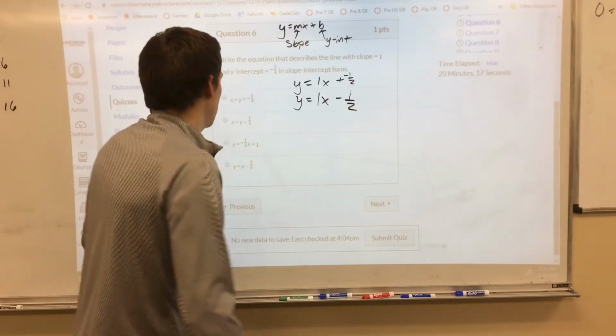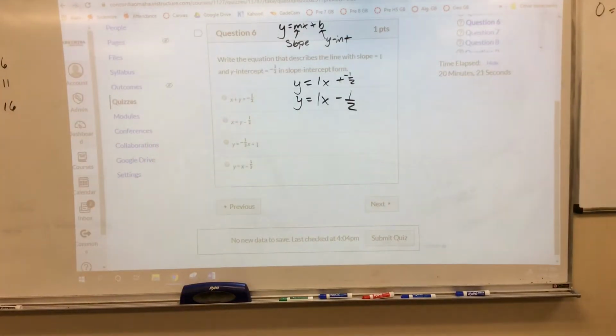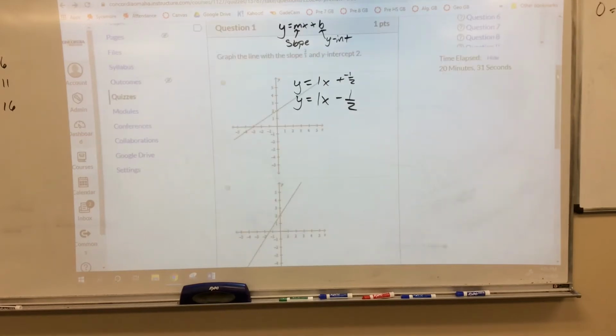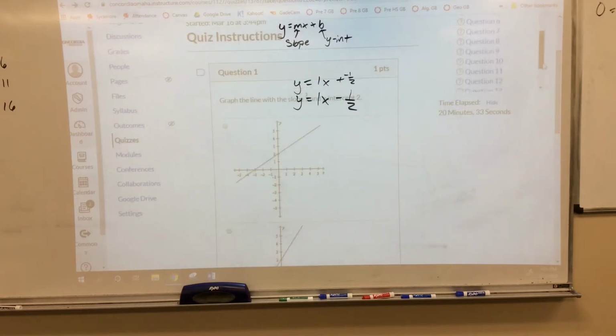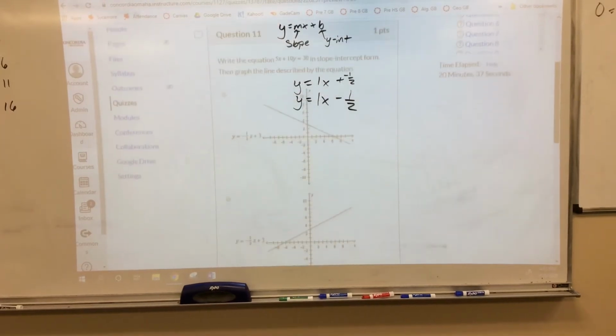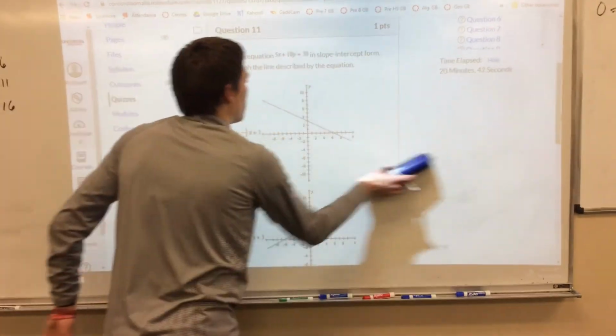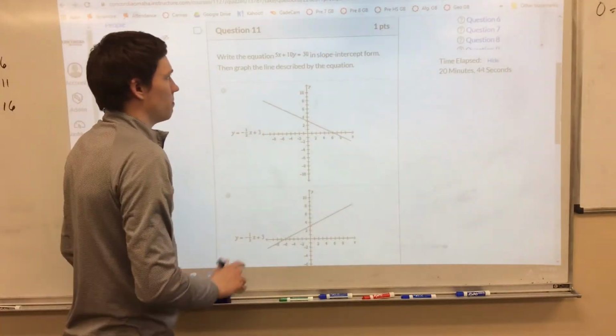Questions of that? All right. That's 6. Let's look at 11. Write the equation 5x plus 10y equals 30 in slope-intercept form.